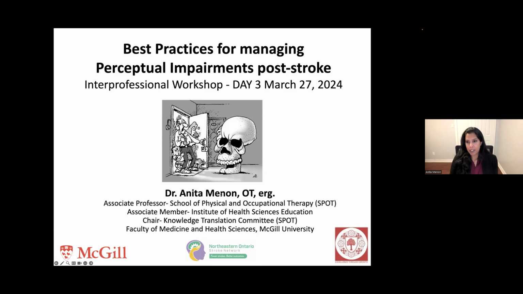So now we'll move on to looking at what we can do. Once we've identified the presence of a USN, we've assessed for it, what can we offer to the client in terms of effective treatment interventions? So this is essentially what I'd like to cover for the remaining time.